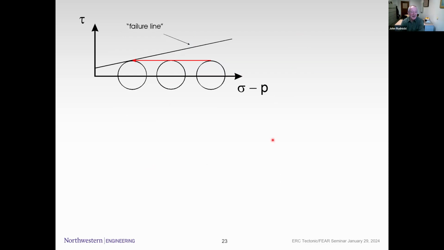Now, yes, this is the traditional picture of failure under creep conditions. You're increasing the pore pressure, and so the Mohr circle moves to the left, and eventually it hits a failure line that's established by another set of experiments. But the interpretation of the rate and state friction calculation is different.